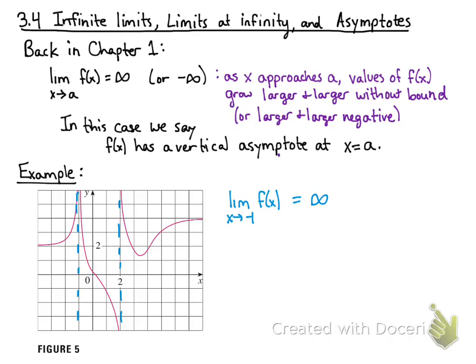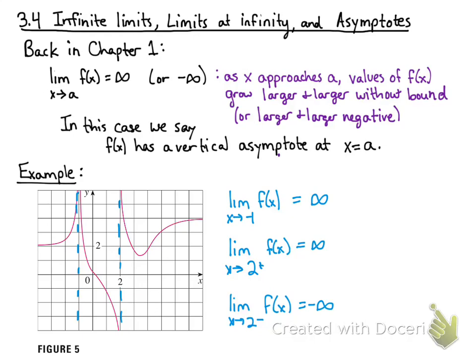The limit as x approaches -1 is infinity, because as the x values get closer and closer to -1, the graph goes up and up and up. Also, the limit as x approaches 2 from the right is infinity, because as you move from the right towards x equals 2, the graph goes up forever. On the other hand, the limit as x approaches 2 from the left is negative infinity, because the graph goes down forever.